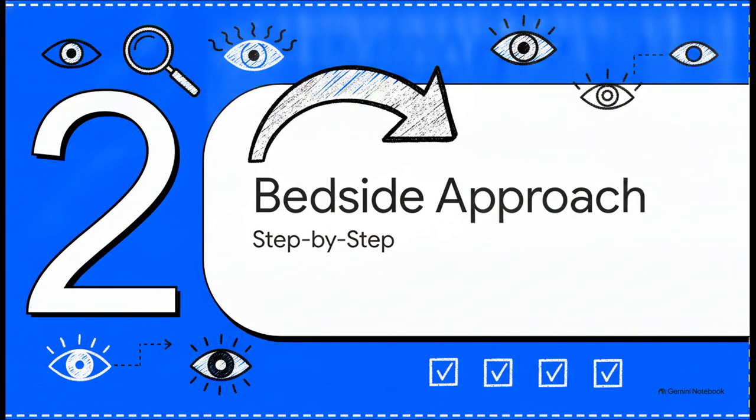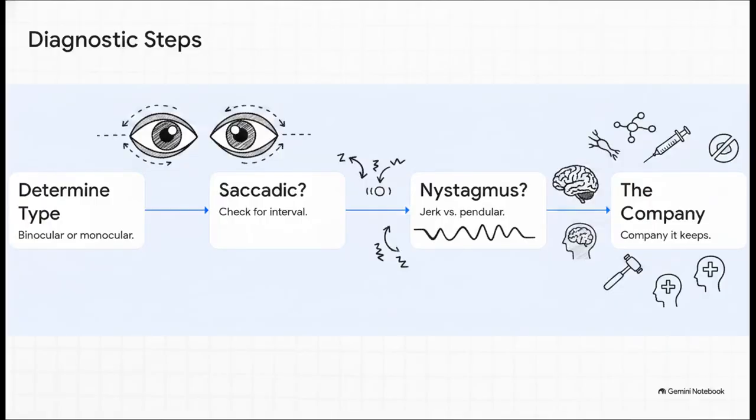Moving into Section 2, the bedside diagnostic approach, step by step. Okay, here is your bedside action plan. Step 1, are the movements binocular or monocular, conjugate or disconjugate? Step 2, if it's a saccadic issue, check for an intersaccadic interval. Step 3, if it's nystagmus, is it jerk or pendular? And step 4, this is arguably the most crucial tip, evaluate the company it keeps, meaning what other neurologic signs are tagging along, because they will almost always hand you the diagnosis on a silver platter.